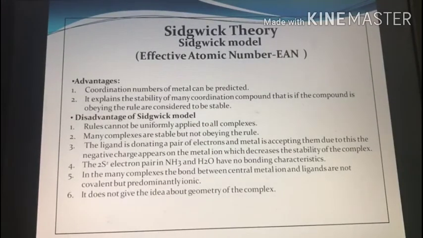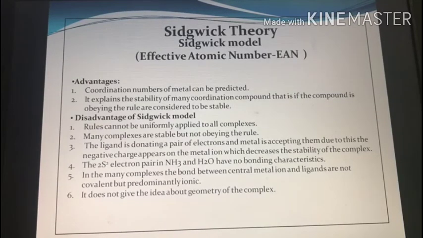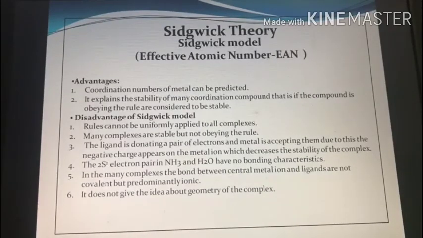Next to this, let us see the merits or advantages of effective atomic number. Number 1, it helps to understand the tendencies of the metals to coordinate with a certain number of ligands. In other words, we can say it predicts the coordination number of the metal. The second is it explains stability of many coordination compounds, and the complexes which are obeying effective atomic number rules are considered to be stable. So these are the advantages of effective atomic number.